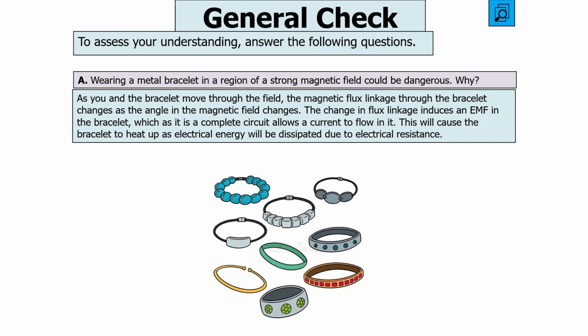The change in flux linkage induces an EMF in the bracelet, which, as part of a complete circuit, allows a current to flow in it. This will cause the bracelet to heat up as electrical energy will be dissipated due to electrical resistance.